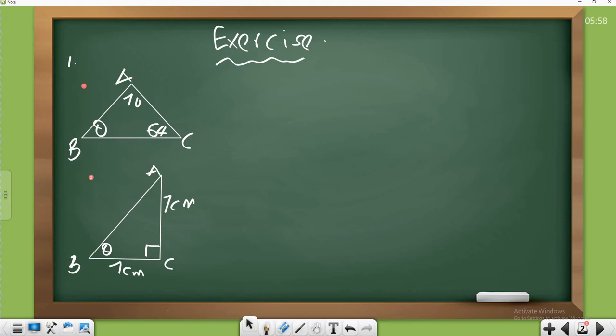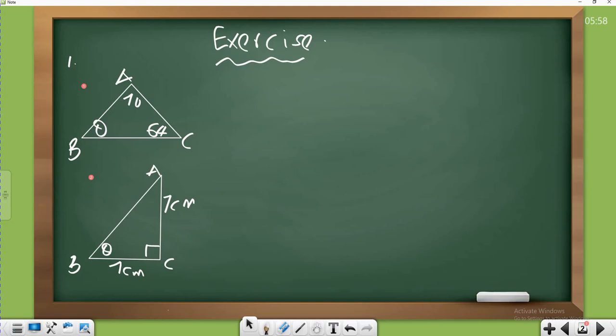And when we answer such questions, please understand that we have to write the reason for every statement or for every action you take. Now, if you look at the first triangle there, we have three angles. We have 70, angle A. We have angle B, which is our theta, the one we do not know. And then we have angle C, which is 64.